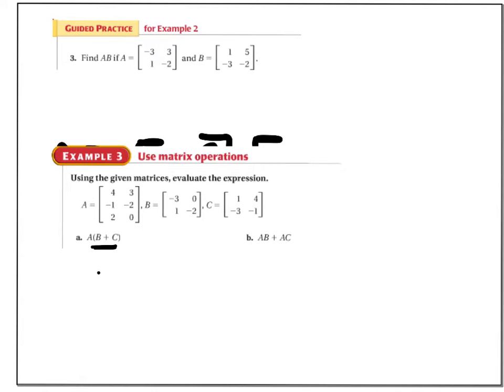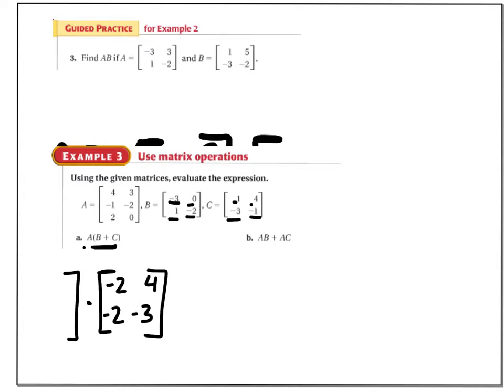But remember, order matters. So B plus C tells me I take negative 3 plus 1, which gives me a negative 2. Then I take 0 plus 4, which is a 4. I take 1 minus 3, which is a negative 2. And negative 2 plus a negative 1 is a negative 3. So there is my B plus C matrix. And now I'm told to multiply that by A, which I will rewrite in front of it.